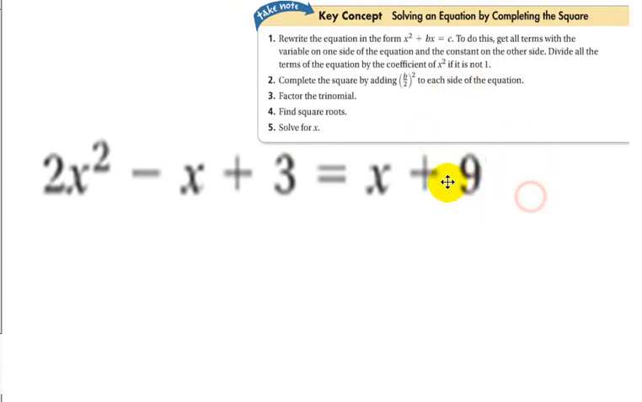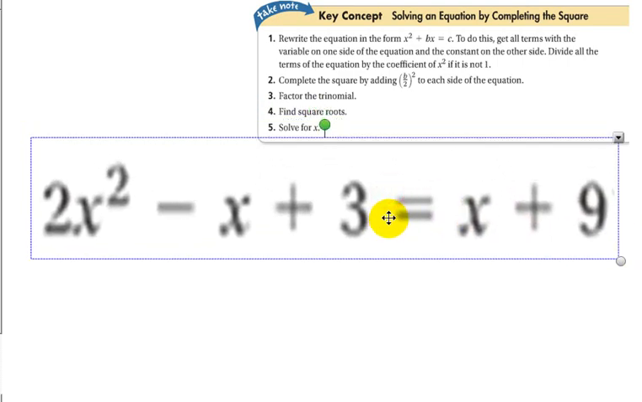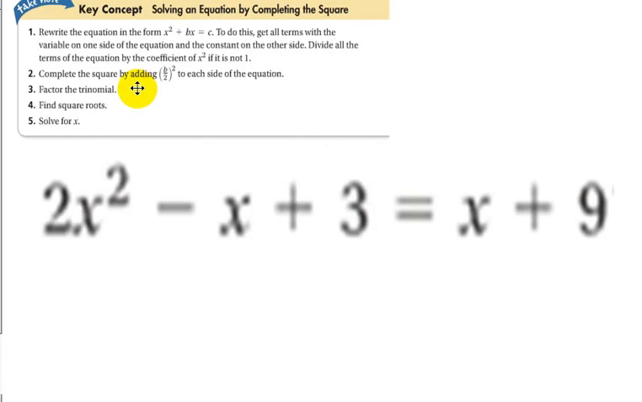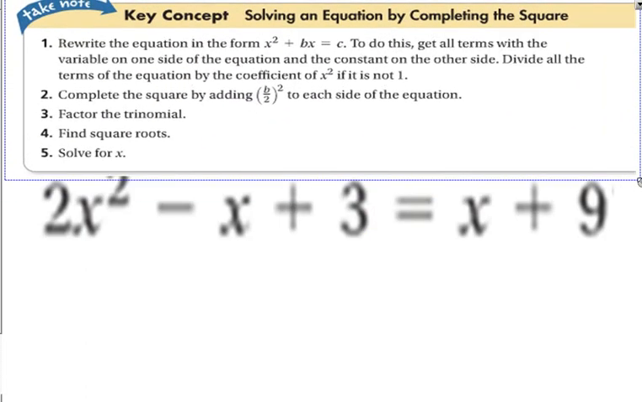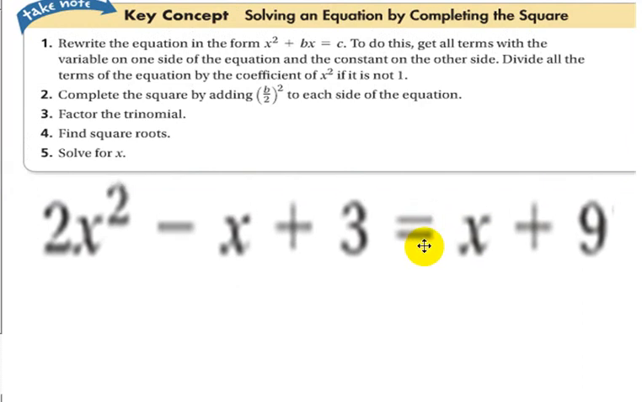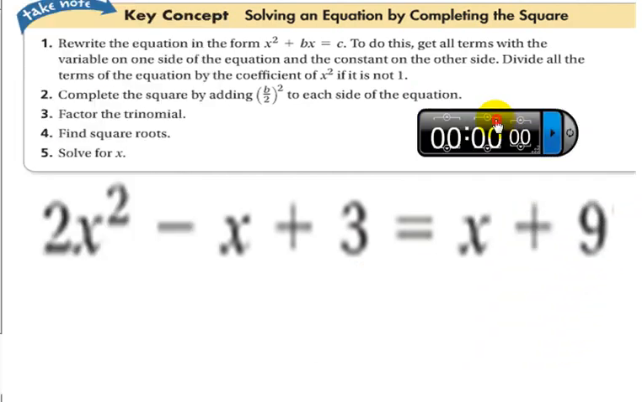Okay, get your whiteboards, and I want you to work this problem on your whiteboards. Okay, and I still have the little rules up there. Let's see if I can make them bigger. All right, there you go. I'm going to give you 3 minutes. And I'm going to pause the video now.